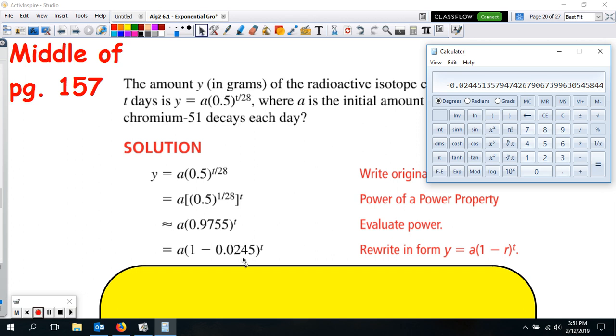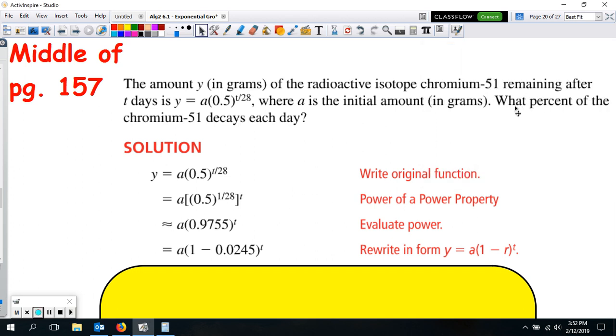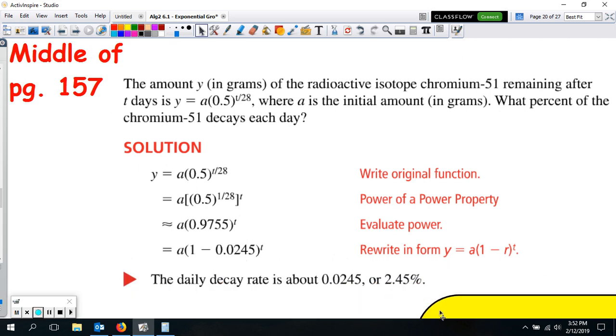We're looking for R in this one, so we're trying to figure out this number. And it's asking us what the percent is here, right? What percent? So we got to change this decimal into a percent. Let's move it back 2 places. That's 2.45%. That's what we needed to know for this one. What was the rate, the R number in this?